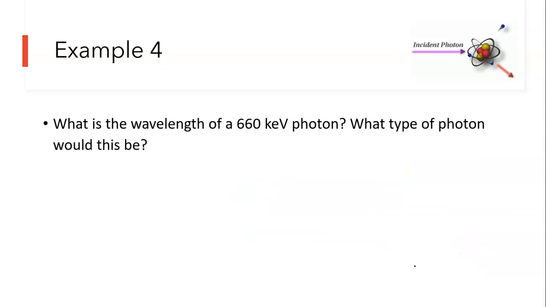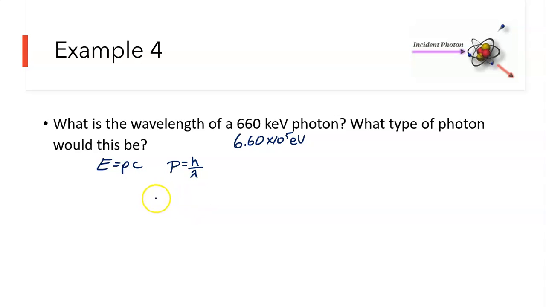Taking a look at example number 4 here, we're asked what is the wavelength of a 660 kilo electron volt photon. 660, again, kilo electron volts is 6.60 times 10 to the 5 electron volts. And we want to know this wavelength. Well, we do know that energy is equal to momentum times the speed of light, and we know that the momentum is equal to h over wavelength.